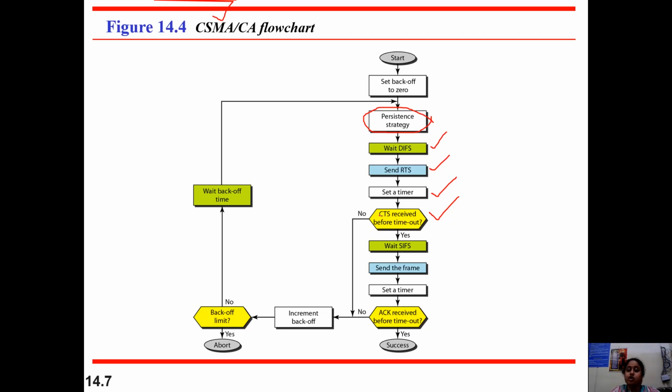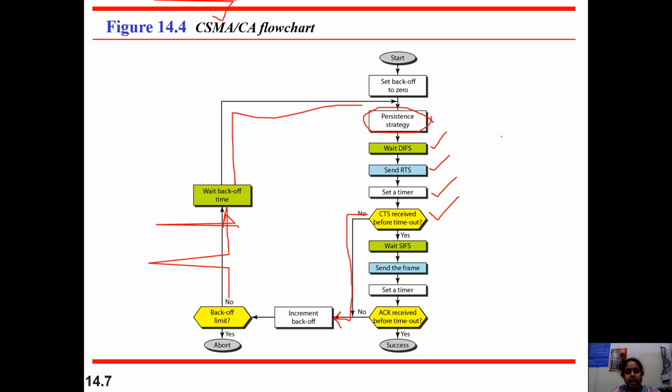If CTS is not received, it considers this to be unsuccessful. It will increment the backoff time depending on how many times it has already retransmitted. It will wait for an appropriate backoff time. If the maximum backoff time is reached, it will abort the operation. Otherwise, it will wait for that much time and then it will again proceed to look at the persistent strategy for retransmission.